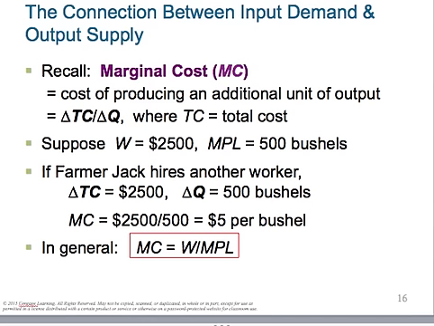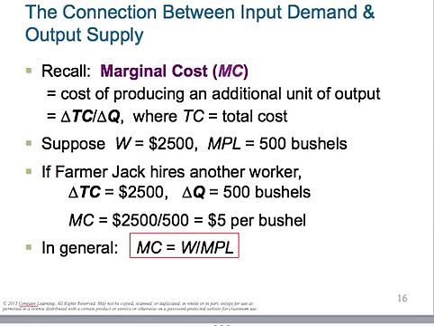We know that we're getting $5 per bushel. The marginal cost then is $2,500 divided by 500, which is $5 per bushel. So your marginal revenue for selling a bushel is $5. So 500 bushels times $5 is $2,500, and then hiring one more worker, your marginal cost is $2,500. So we're operating where marginal cost equals marginal revenue.